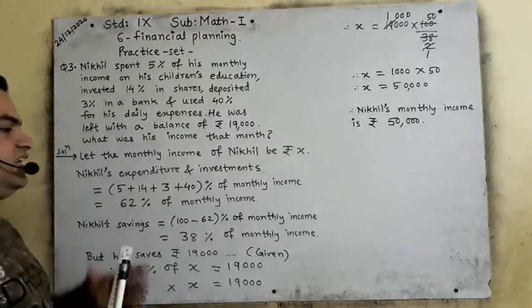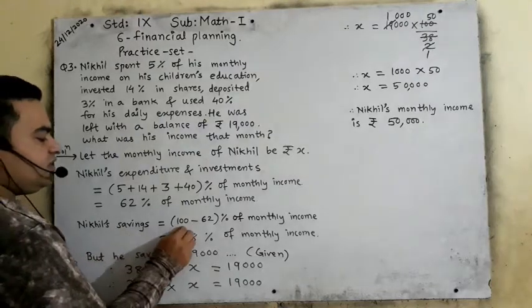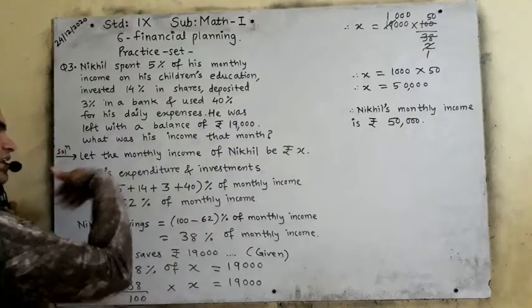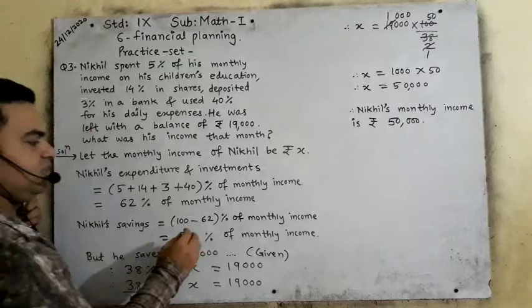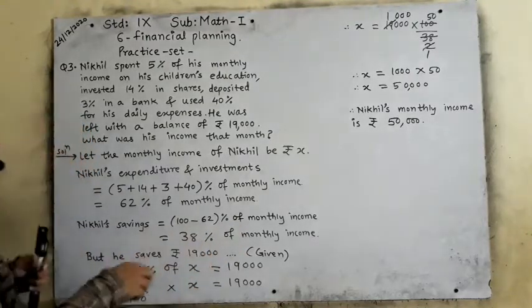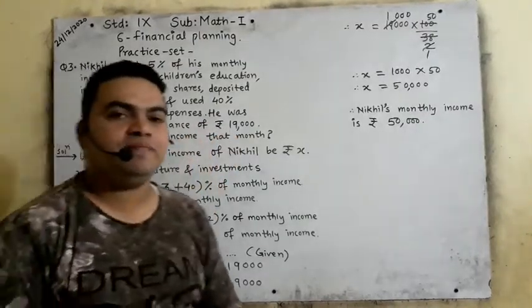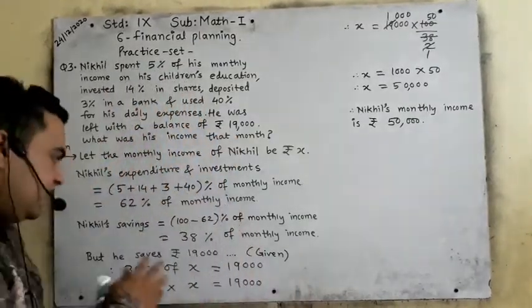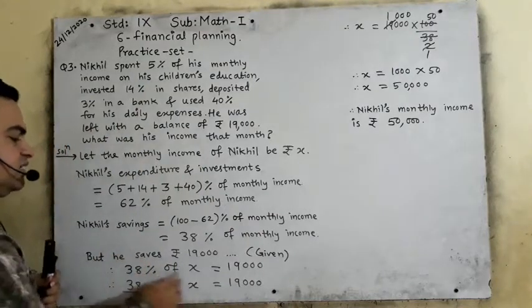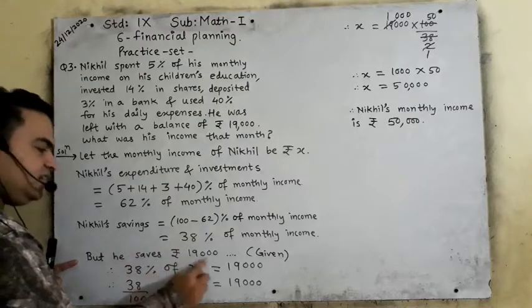It means how much he left, how much savings he does. Nikhil savings 100% में से 62 expenditures, it means खर्चा हो गया. So how much left over with him? 38%. 38% means how much rupees he saves every month. उसके पास हर month कितने पैसे बचते हैं? 19,000. So 19,000 is the 38% of his monthly salary. See, but he saves rupees 19,000 given.